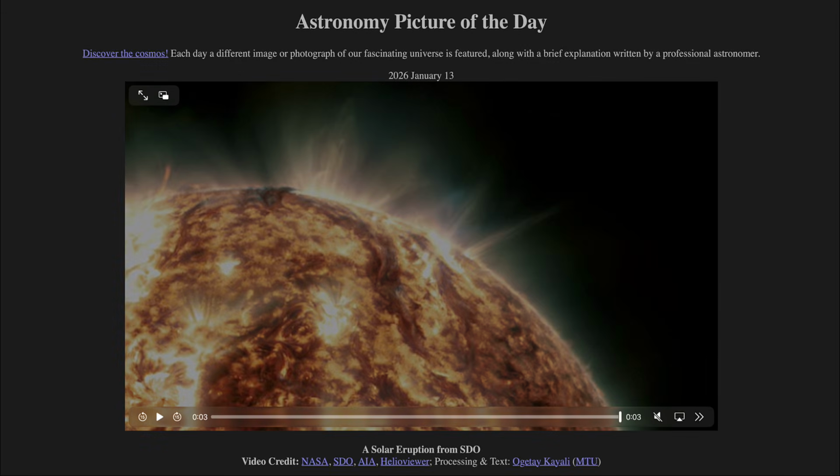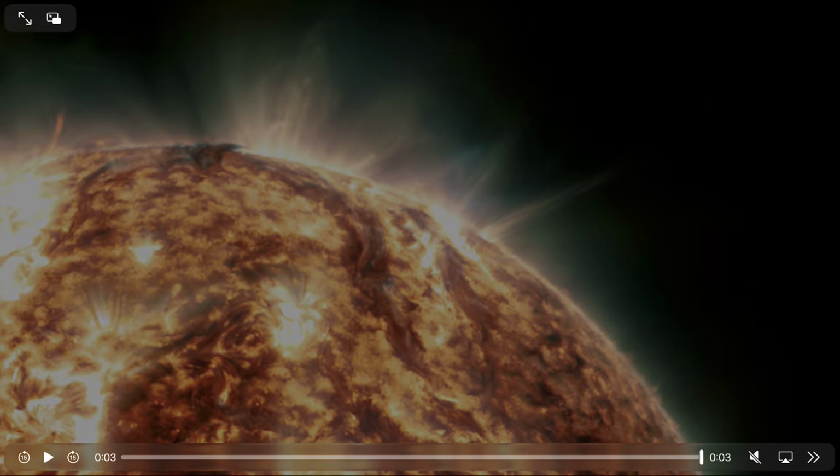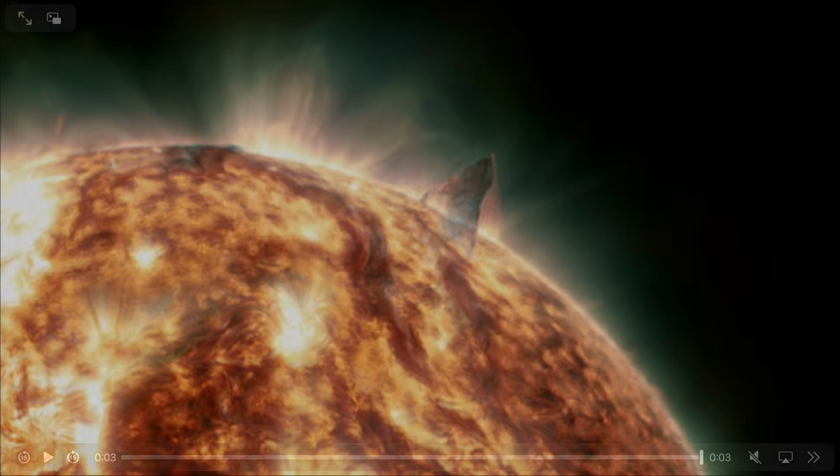Today's picture is titled A Solar Eruption from SDO. So what do we see here? Well, here we see a very short clip showing a coronal mass ejection being ripped off from the sun. Now it's a short video clip only running a couple of seconds, so I'm going to put it on repeat as we discuss and take a look at it.